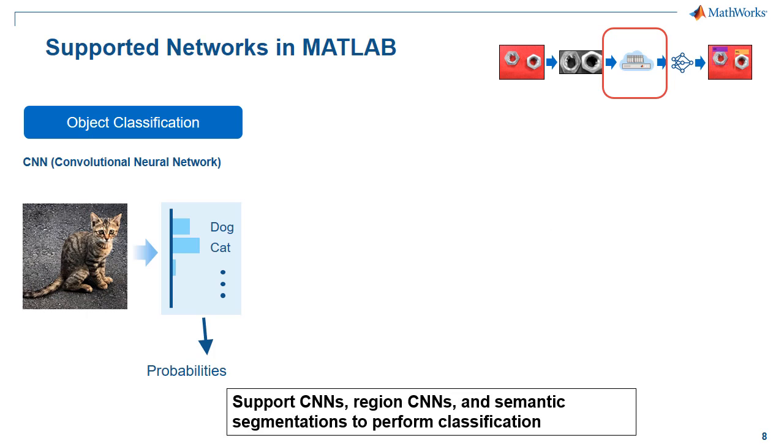So with these two sets of images, we can look at some of the supported deep learning networks that are available in MATLAB. Broadly speaking, there are three different types of networks. The first type is object classification networks. These are your convolutional neural networks, which take a look at an image that's passed in and give you different probabilities of the types of objects that are in the image.